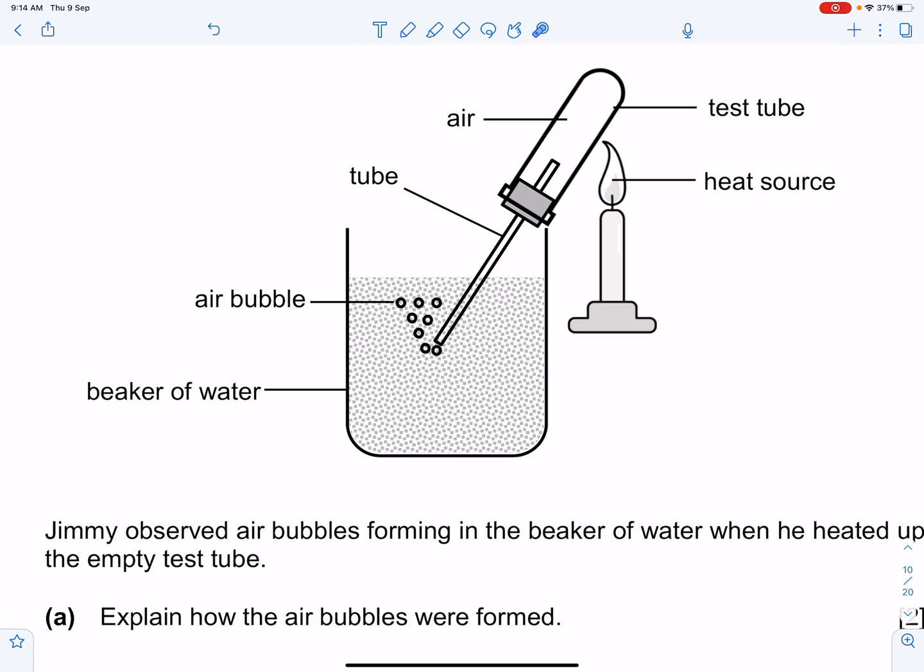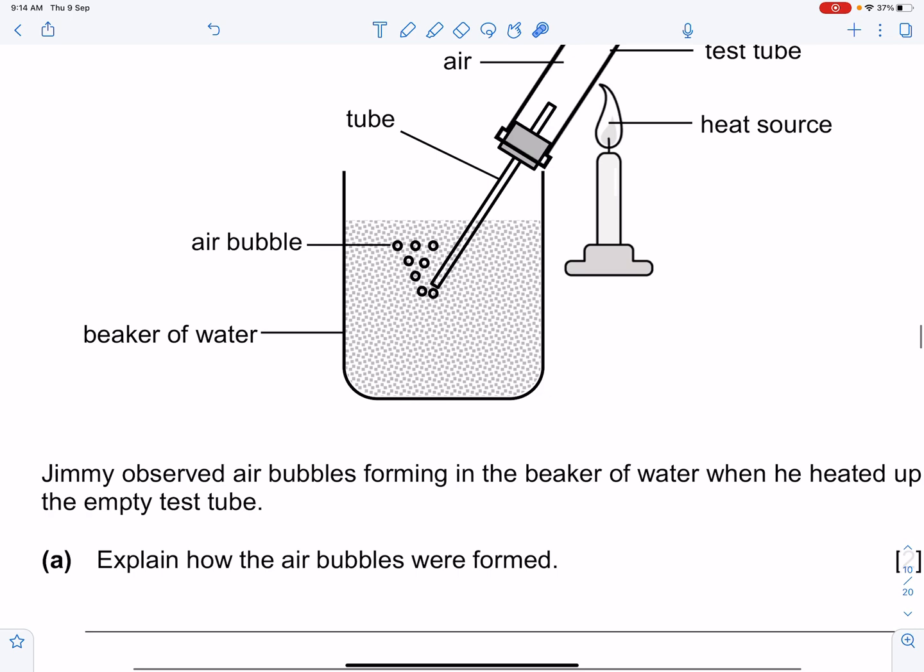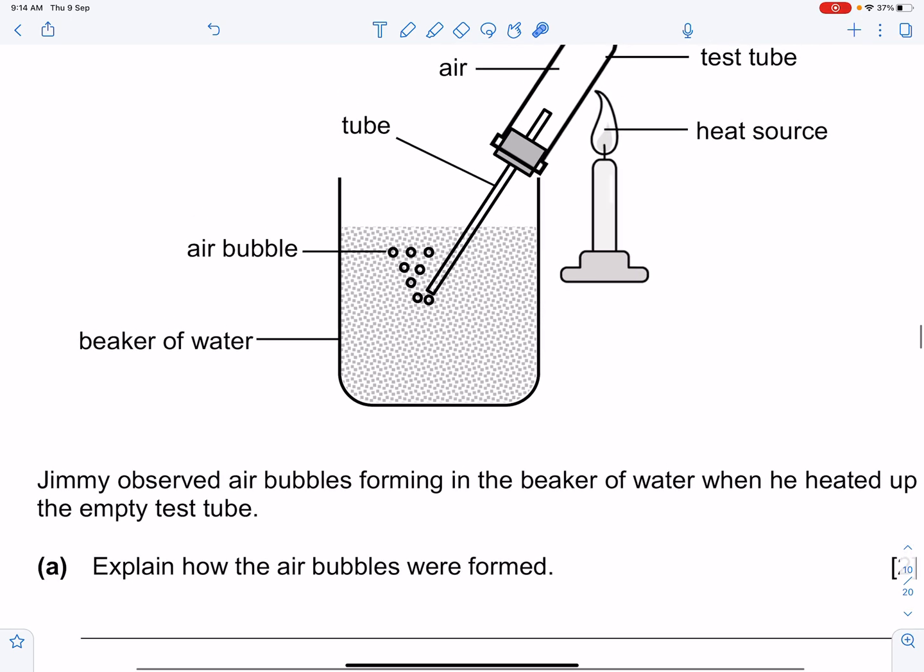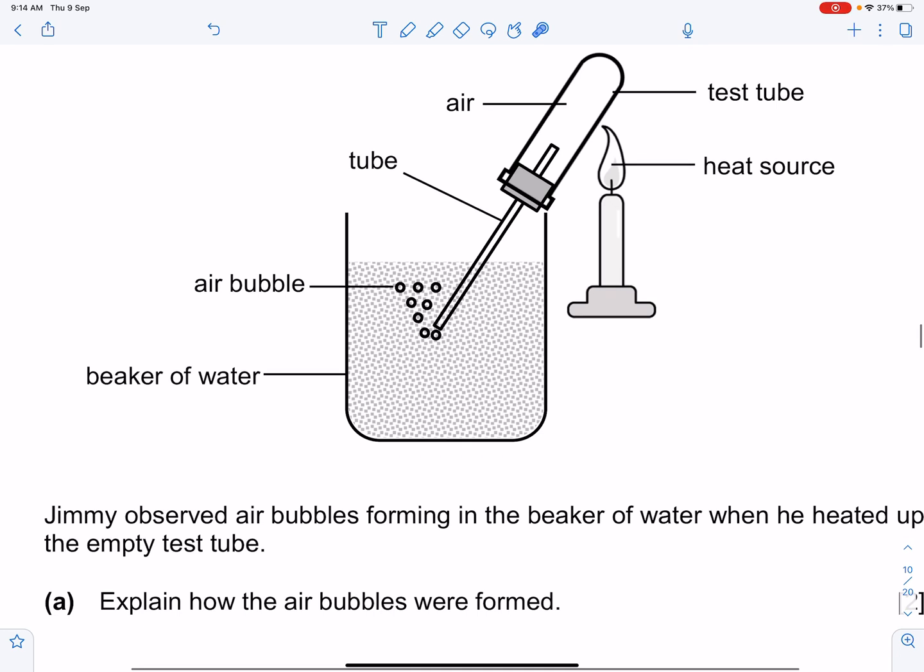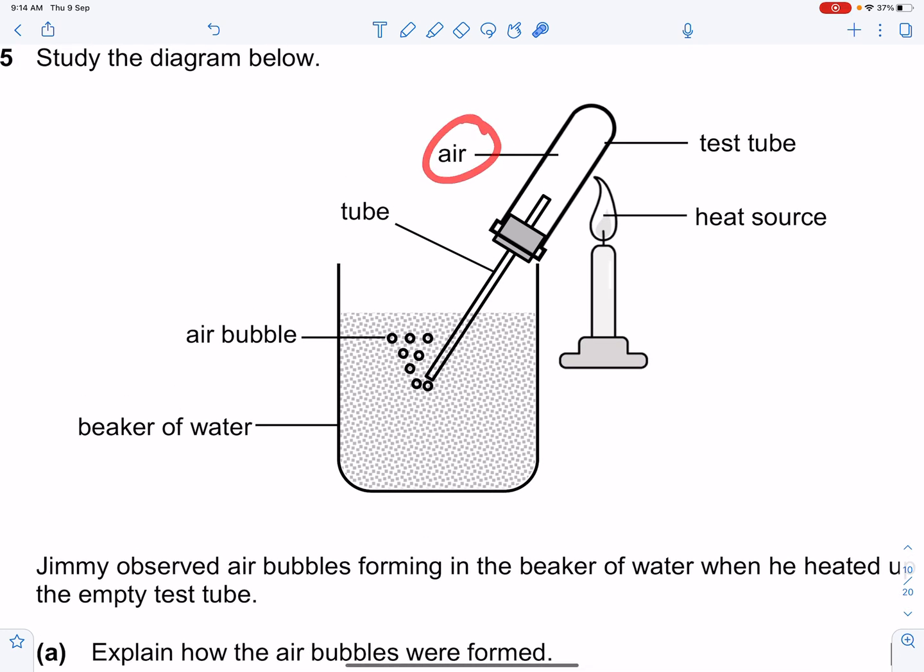So straight away, you will have realized that the air bubbles over here came from the air in your test tube. There is actually a heat source right over here, and we know that the air is getting heated up.